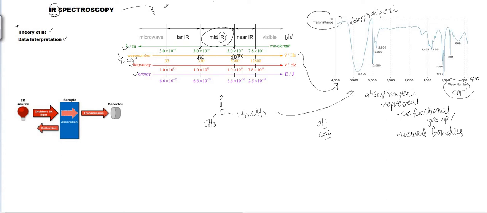Okay, jadi the function of the IR, basically the main function here is to determine the functional group present in the molecule. Okay, so this is the main function of the IR spectroscopy.